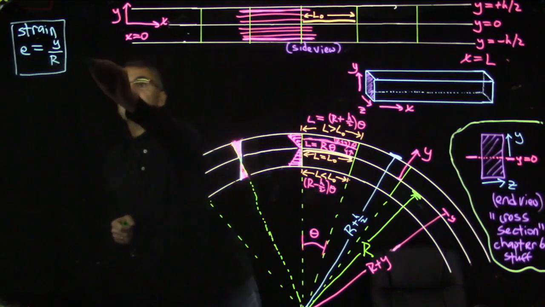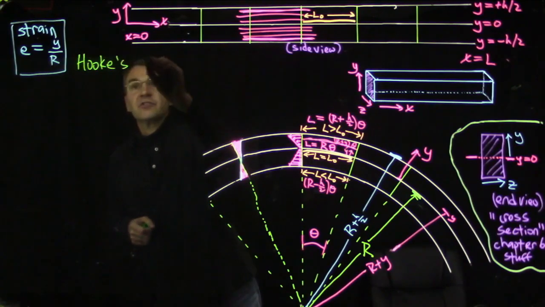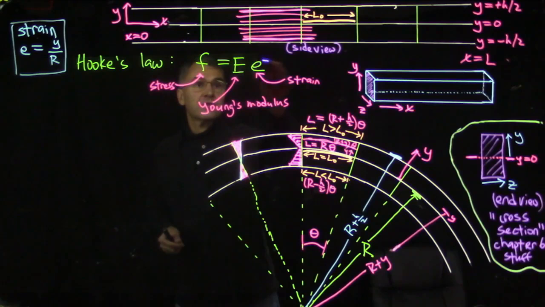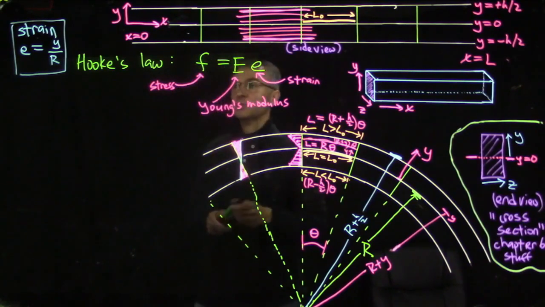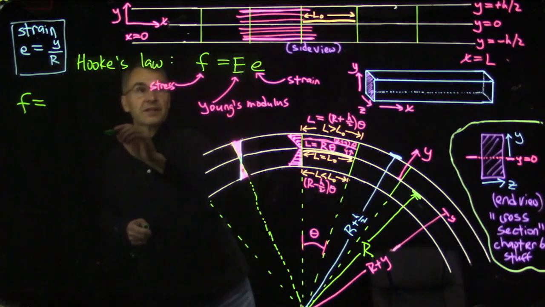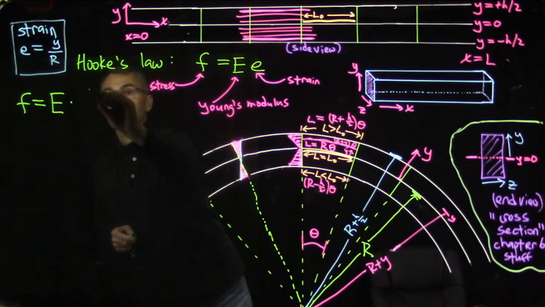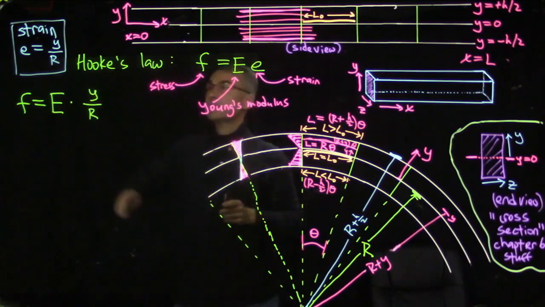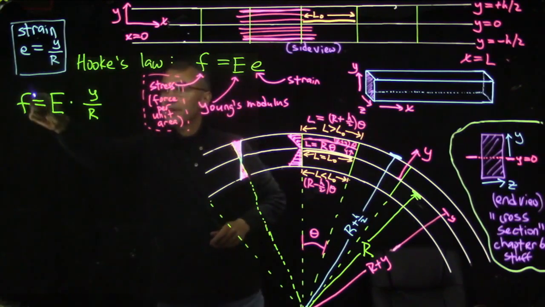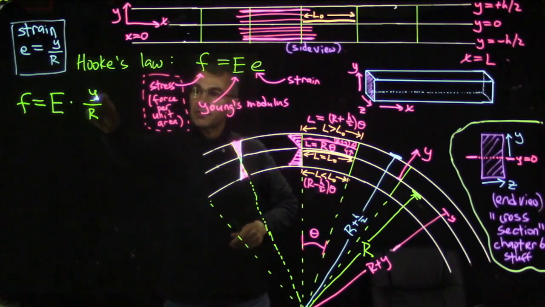So remember, Hooke's law tells us that in the linear elastic region of the material properties, we have stress, little f, is proportional to the strain, little e, and the constant of proportionality, big E, is Young's modulus. So we have an expression for the strain, so we can just plug this Hooke's law into this expression for the strain, and we can say that the stress equals Young's modulus times y over r, since the strain is y over r. So remember, the stress is force per unit area, so the force per unit area equals Young's modulus times our height up above the neutral surface divided by the radius of curvature that we've bent the neutral axis of the beam into.